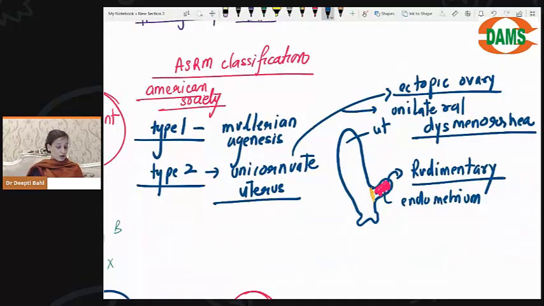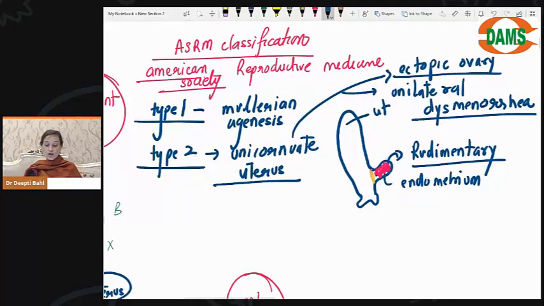So, American Society of Reproductive Medicine, I spoke it out, but I did not write it down. So it can cause unilateral dysmenorrhea. Sometimes a pregnancy can get implanted here in the rudimentary horn, so it can also cause ectopic pregnancies. So these are the things that you should know about unicornuate uterus: association with ectopic ovary, unilateral dysmenorrhea, and ectopic pregnancy. So this is type 2, or unicornuate uterus.